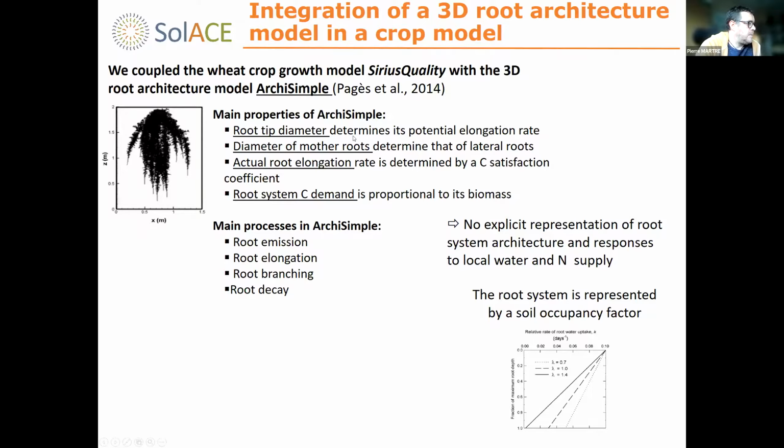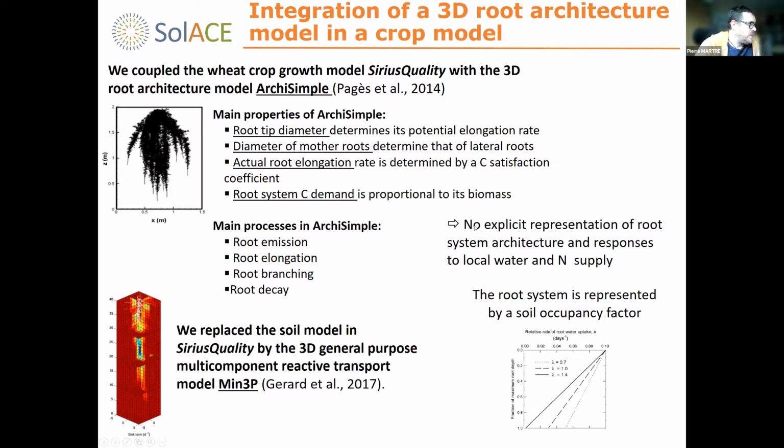And so most of these traits, all of these traits and other traits like the root tip diameter, are parameters that we can actually phenotype in a phenotyping platform. Also, we can measure the root elongation rate. So a number of parameters in this model, we can measure them at a relatively high throughput in the platform.